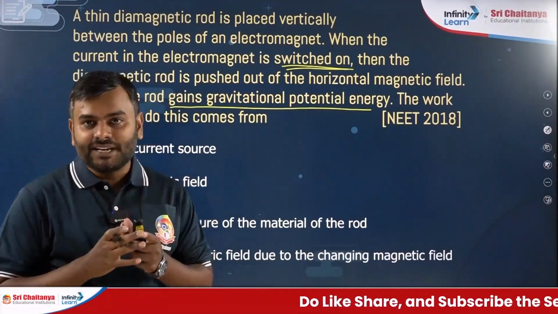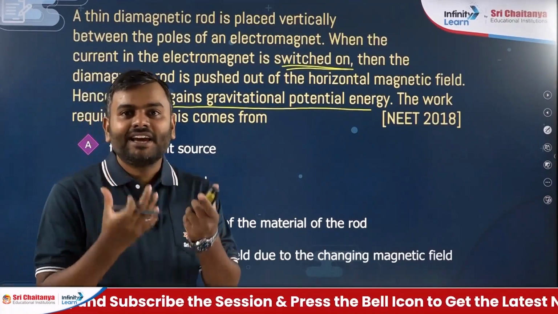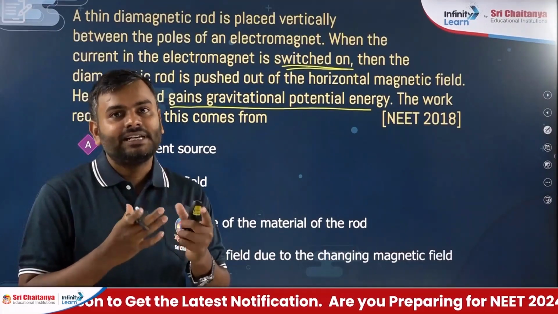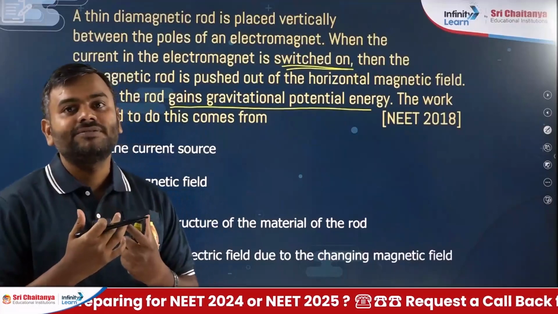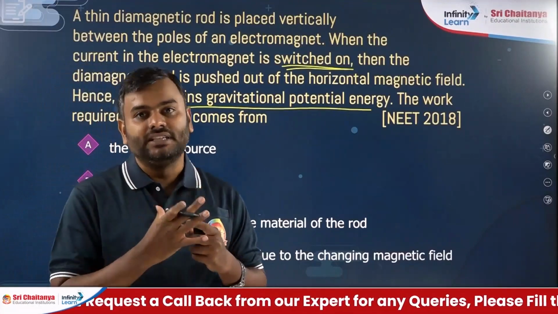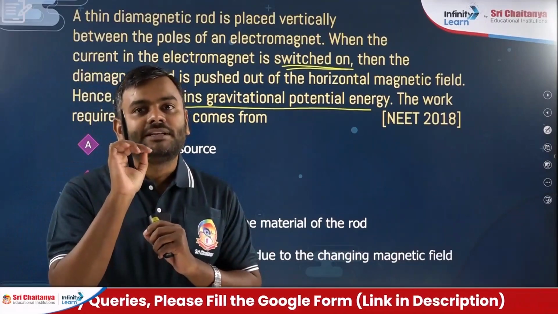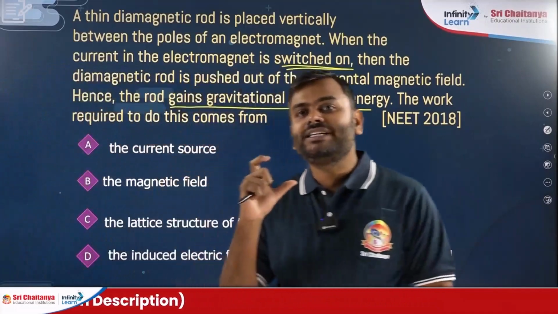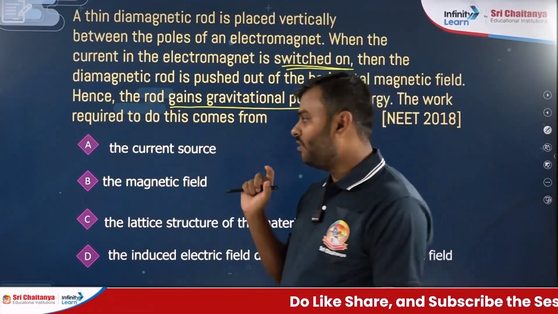There was a diamagnetic rod which was kept in between the electromagnets. The moment we started the current flow, the electromagnet started generating a magnetic field, and because of that, the diamagnetic rod started moving vertically. So what was the basis of the movement here? Which quantity is responsible for the movement of that rod? That is what we have to find here.